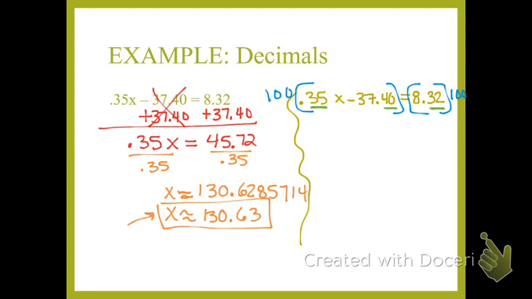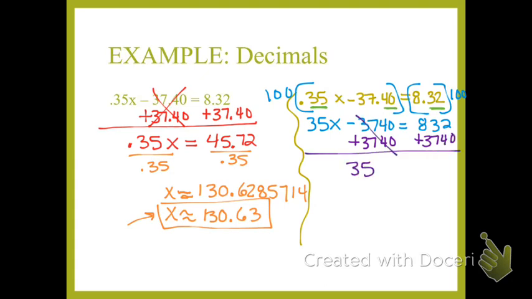100 times 0.35 is 35. 37.4 times 100 is 3,740. 8.32 times 100 is 832. So it eliminates, or it clears out, all of those decimals, and this is an equivalent equation. So to solve this equation, I would add 3,740 to both sides.